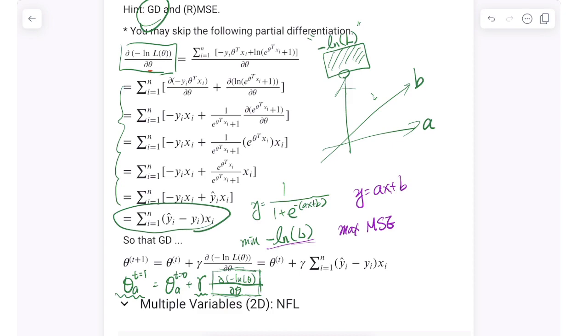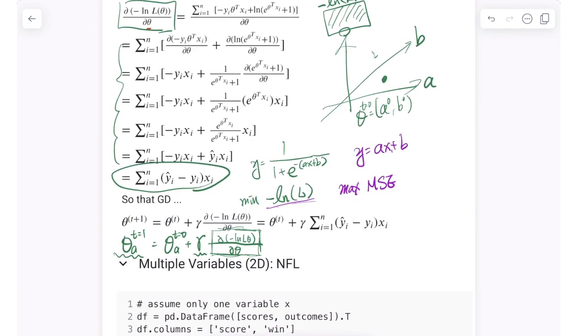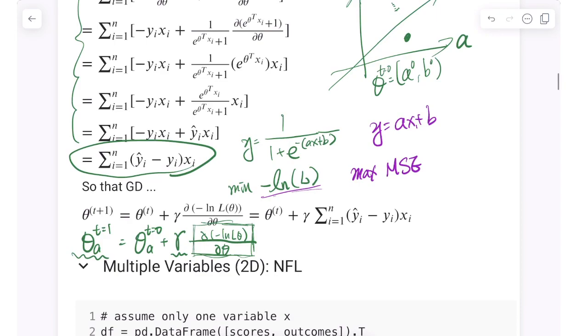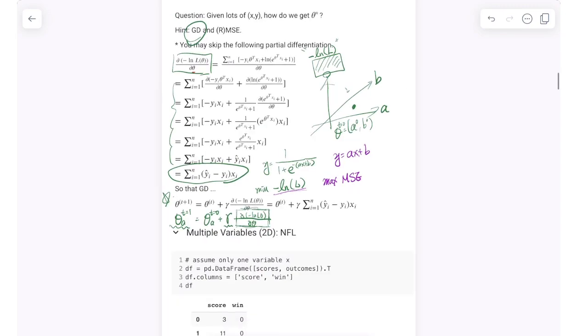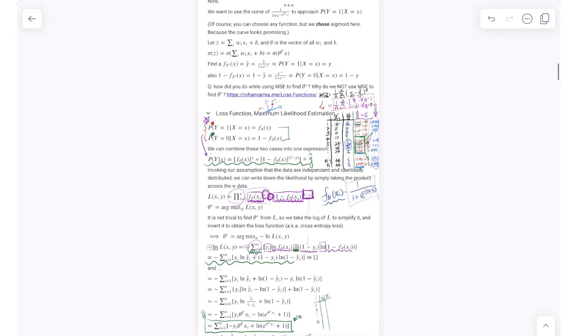So you simply select theta t equals 0. We have A0 and B0, and we don't know what the shape of this minus log likelihood is, but it has a minimum value. So we simply use gradient descent to find the minimum value of minus log likelihood. So that is how we do it. It's very similar to linear regression.